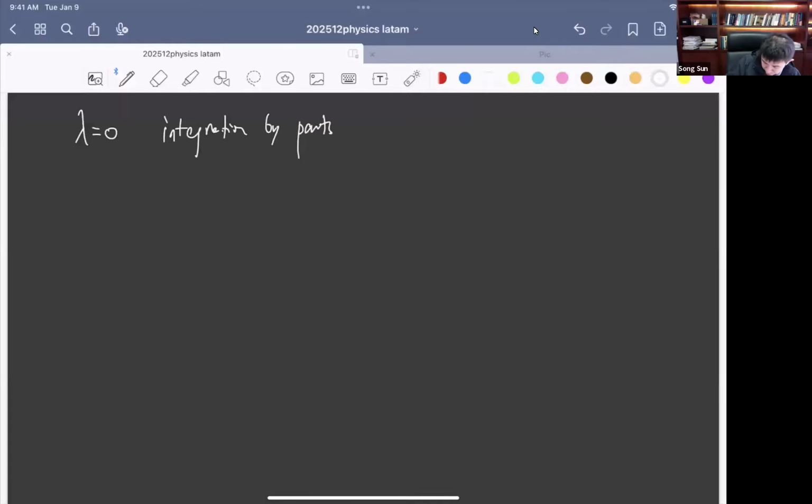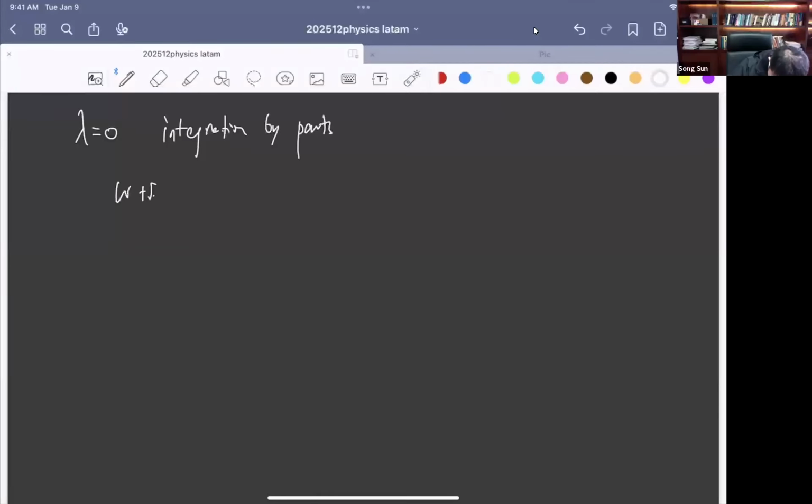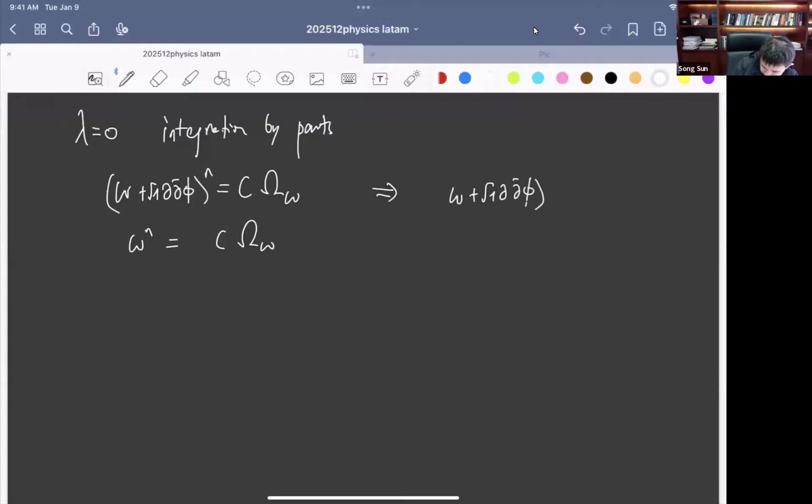So when lambda equals 0, in the equation there's no lambda. So basically you just solve this equation, C omega, and omega to the n is also C omega. They have the same volume. So again, the two C's are the same. So basically it's just prescribing a volume form. The two volume forms are the same.